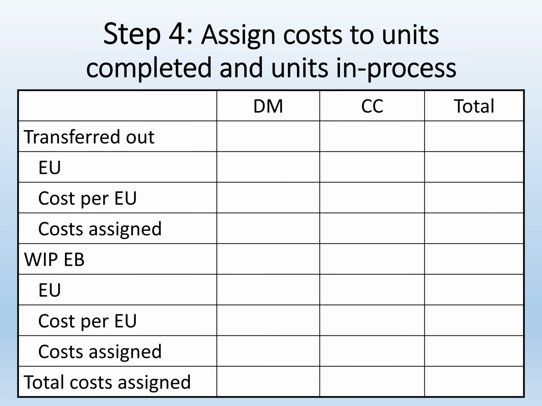In this final step of our procedure, we're going to use the cost per equivalent unit for direct materials and for conversion costs to determine how much total cost to assign to the units that got finished and the units that didn't get finished in the mixing department during the period. In step 2, we determined that the units that were finished and transferred out during the month contained 96,000 equivalent units for materials and 96,000 equivalent units of conversion costs.